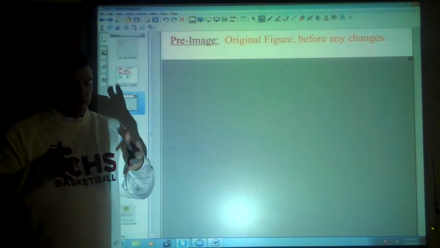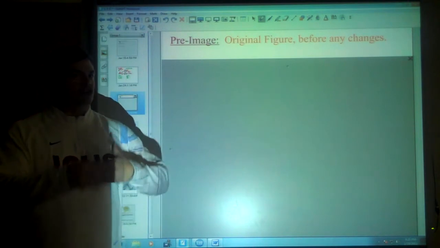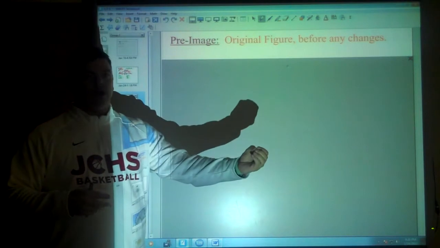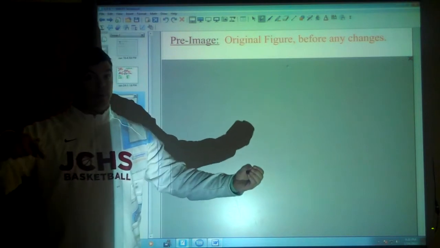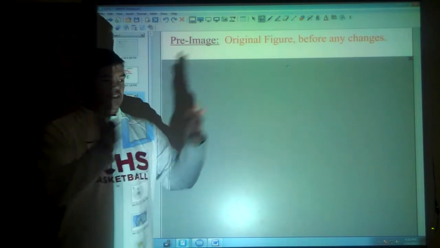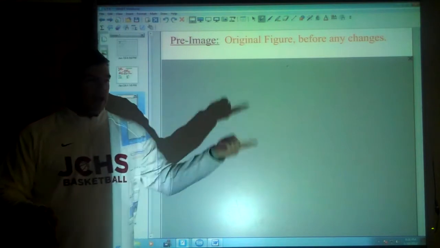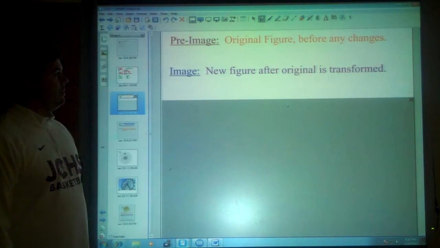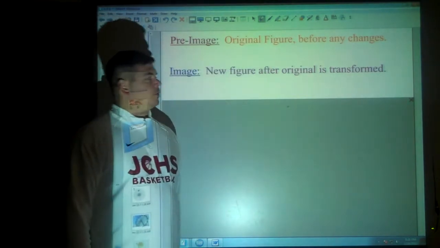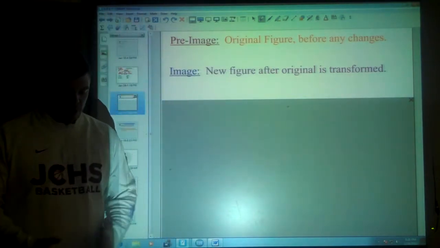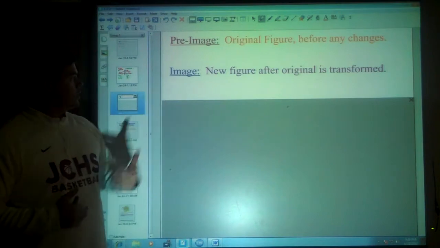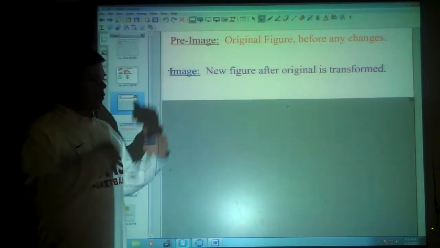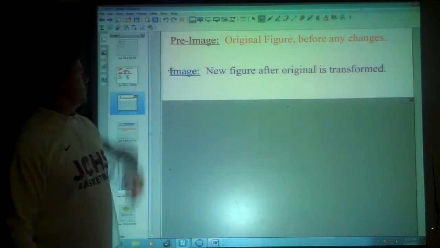So here I have the actual object. I transform it somehow, I change it somehow, and I have its new image. What it used to be is considered the pre-image. It's before. So this is the image of the original, and the original is really referred to as the pre-image. We also have the image, which is the new figure after an original is transformed. So we have the original pre-image itself, and then we become the image. So what's new is the image, what's old is the pre-image.